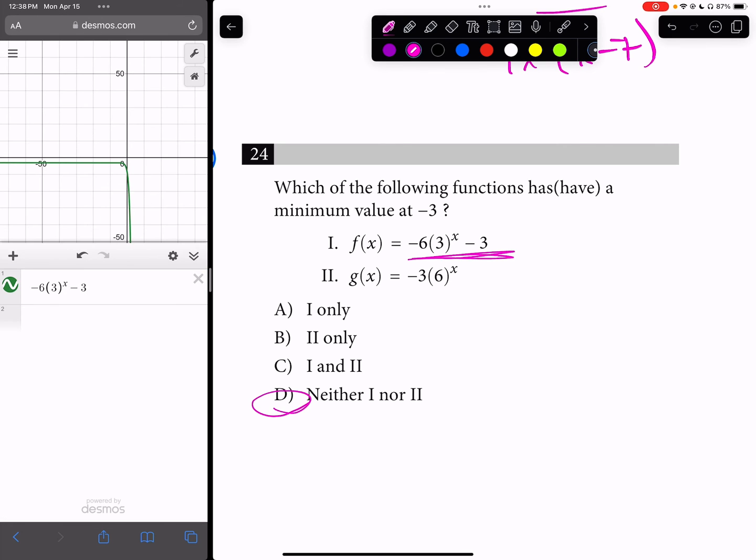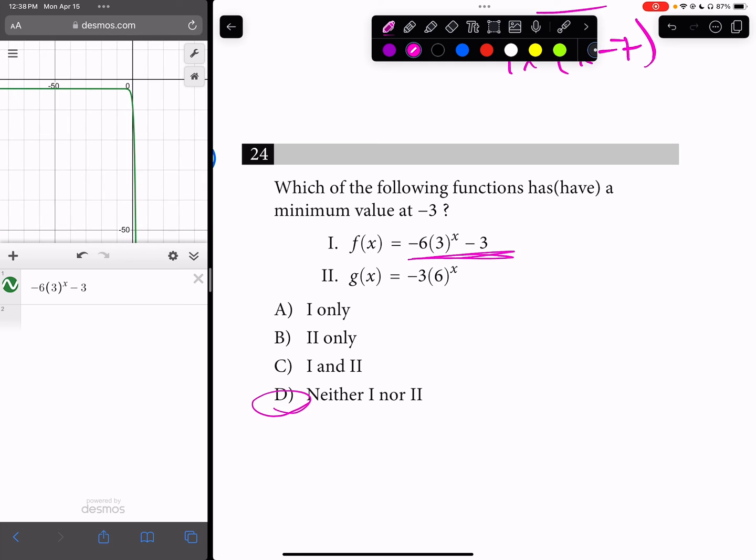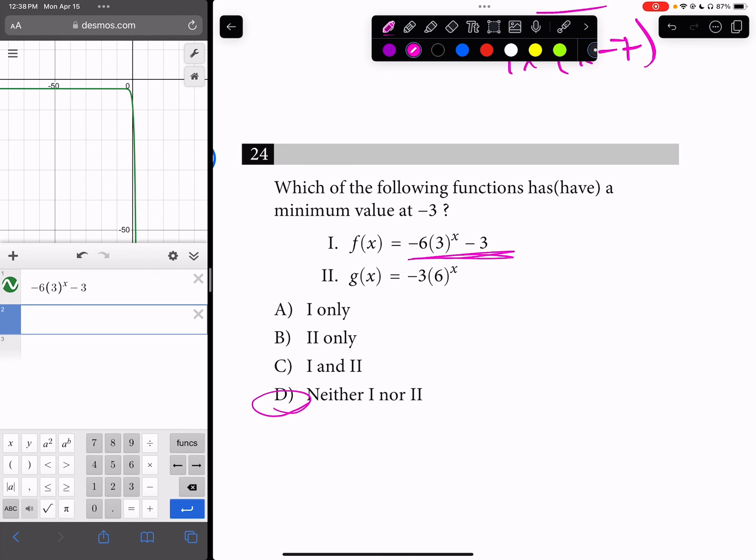Let me zoom out. Let's see what that actually looks like. Holy moly, that goes down forever. Does that have a minimum value at -3? I don't think so. Whereas, what's this other function? I have y, I'm not even going to put y equals, too lazy. I have -3, 6 to the x. Oopsies, I messed that up, but I'll just erase that one.